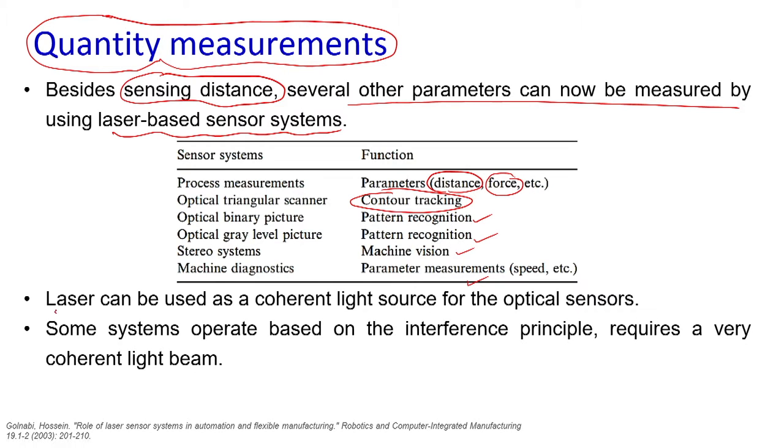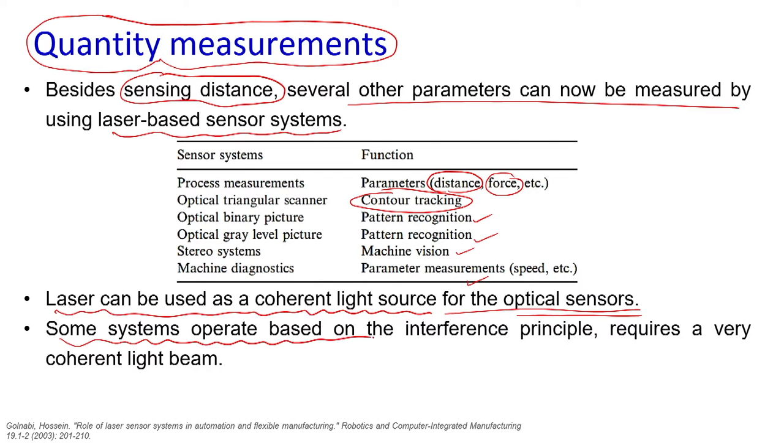So here we are using laser as a coherent light source for the optical sensing. We are applying the coherent light source on the work part, and then based upon the reflection, based upon the response time or the record time after application of the laser, based on that we can easily compute the distance or the location of that particular part from a reference point.